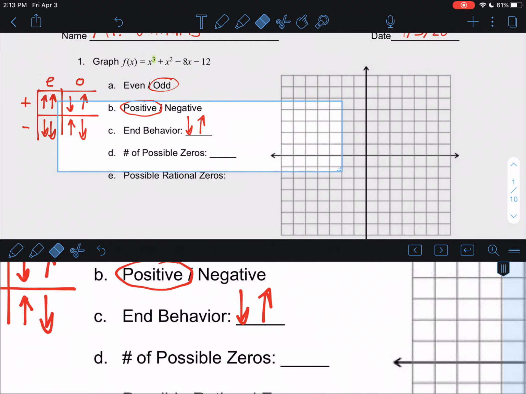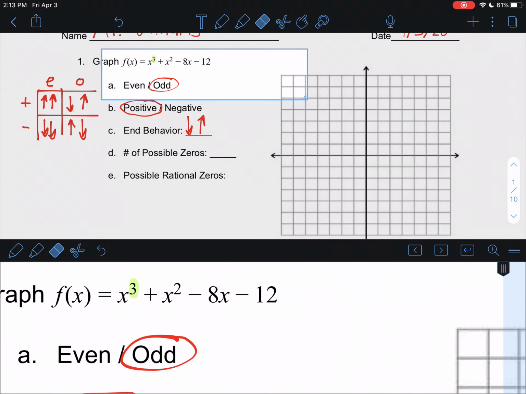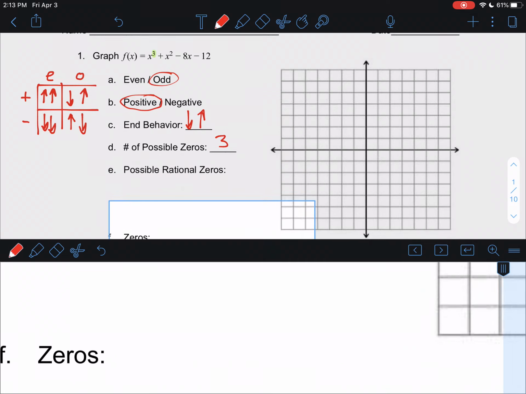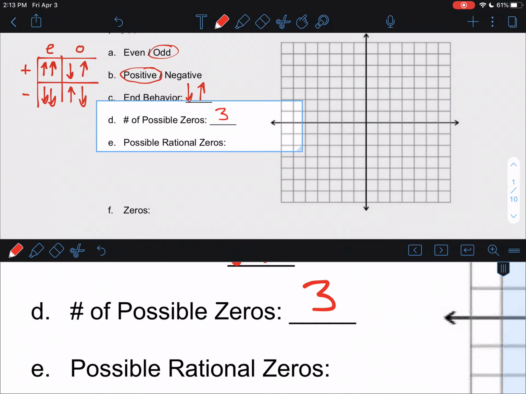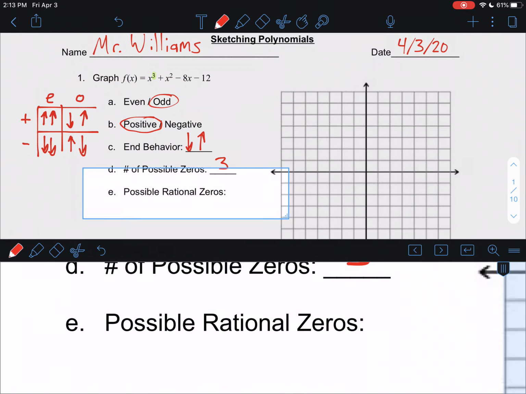Well, when we were doing the stuff in the video from the other day, the number of zeros, or the number of solutions we were looking for, was the degree. And that's the same thing here. So that 3 is the number of possible zeros. So I got 3 possible zeros. It's x to the third, so there are 3 possible zeros.